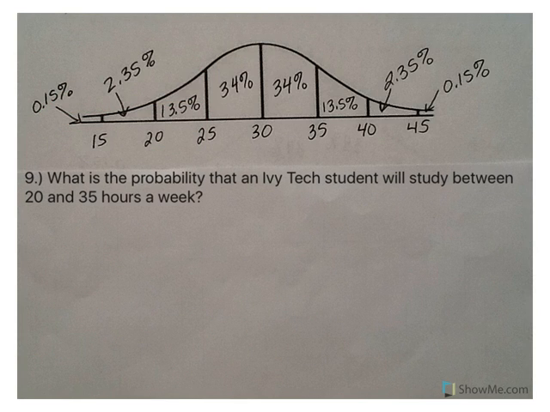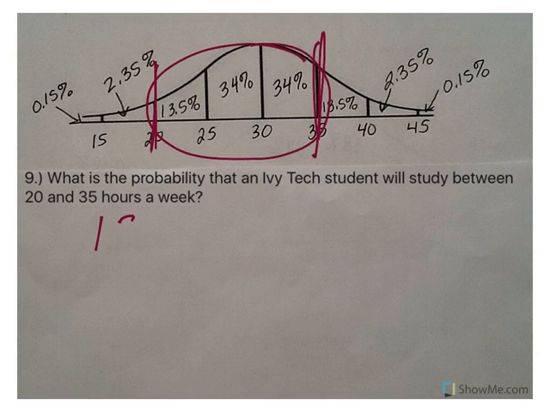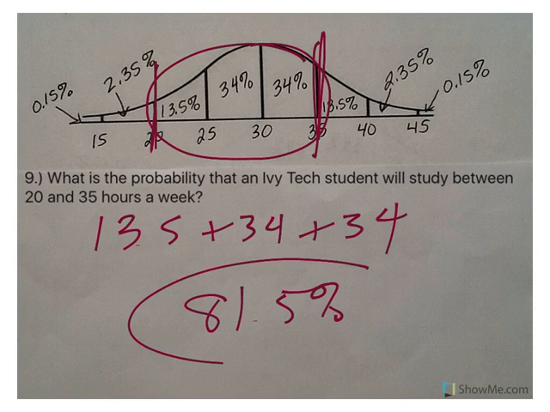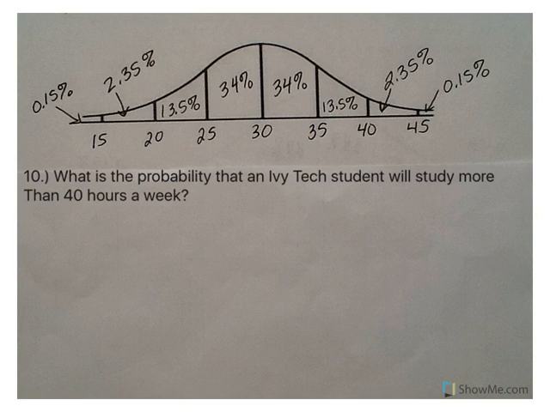What is the probability that an Ivy Tech student will study between 20 and 35? Well, here's 20, here's 35. Between is here, so 13.5 plus 34 plus 34 yields me 81.5. So there's 81.5% chance that an Ivy Tech student will study between 20 and 35 hours a week.